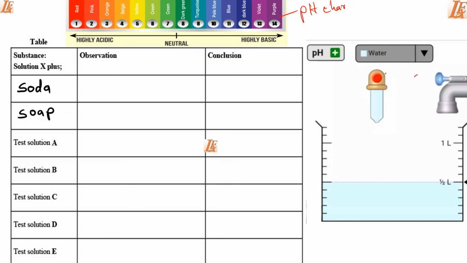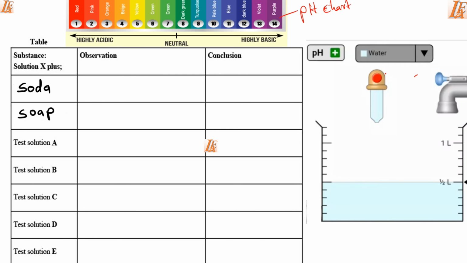A pH chart is used together with a universal indicator, where you will dip a universal indicator inside a solution and then compare the color produced with the color in the pH chart. If the color tallies, then that substance has that pH value. Then from that you can determine whether it is acidic or basic.